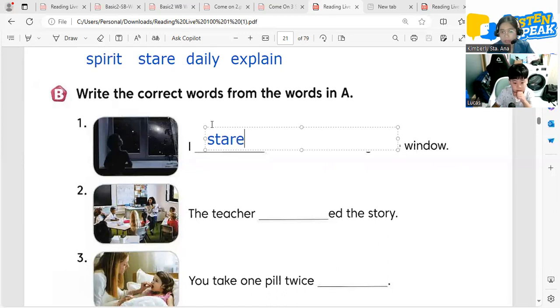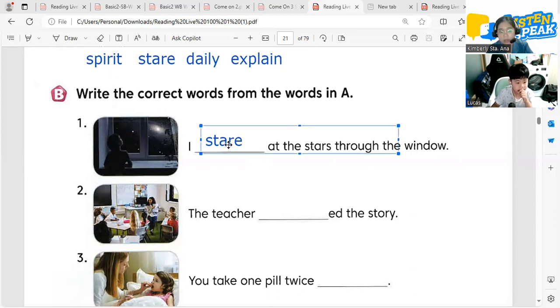Let's say, I stare. I stare at the stars through the window. I stare at the stars through the window. Very good. How about number two?